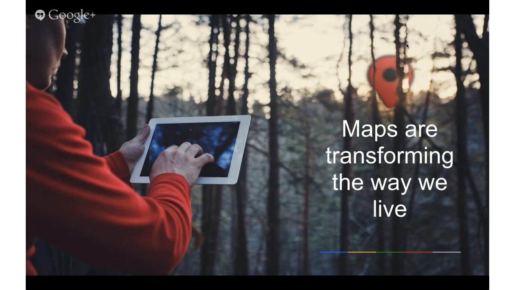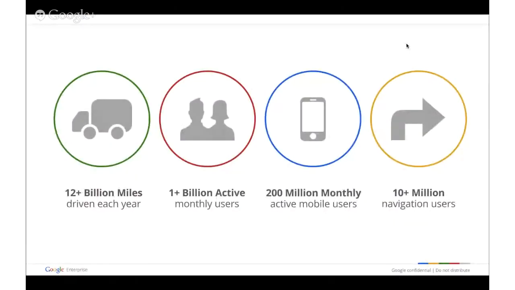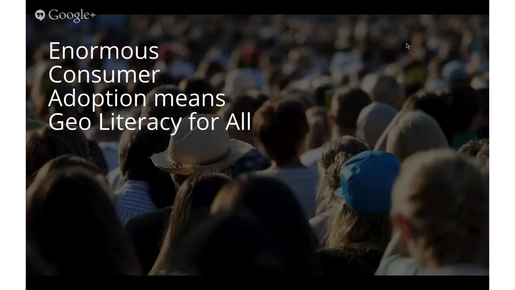Now in terms of the numbers that I mentioned previously, we've actually got 1 billion active monthly users using both the Maps and the Earth capability. We have 200 million monthly active mobile users. We actually have 10 million people using this, plus in navigation that's growing quite considerably. And also we have 12+ billion miles being driven each year, and that's both navigation and assets that are actually being tracked on the maps.